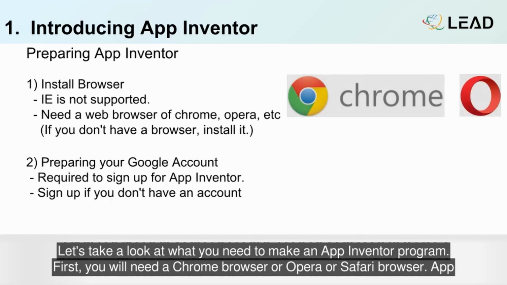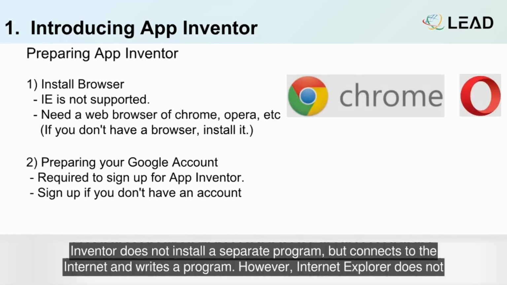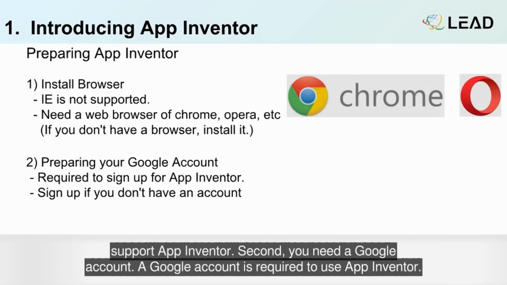Let's take a look at what you need to make an App Inventor program. First, you will need a Chrome browser or Opera or Safari browser. App Inventor does not install a separate program, but connects to the internet and writes a program. However, Internet Explorer does not support App Inventor. Second, you need a Google account. A Google account is required to use App Inventor.